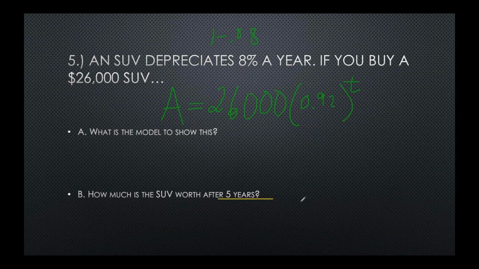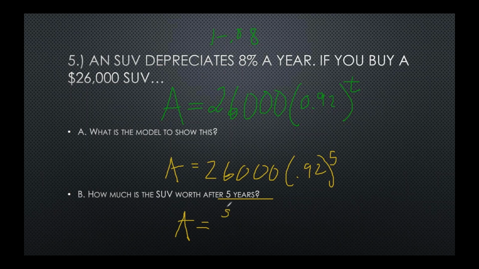Then in part 2, we want 5 years. So 26,000 times 0.92 raised to the 5th power. How much is your car worth, well, SUV, excuse me, after 5 years? $17,136.12 is correct. Good job, both of you. All right, so that's what I got.